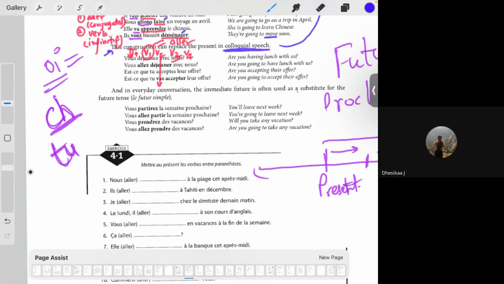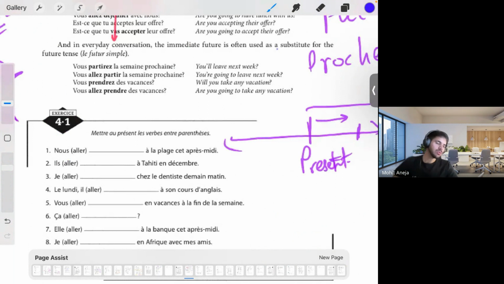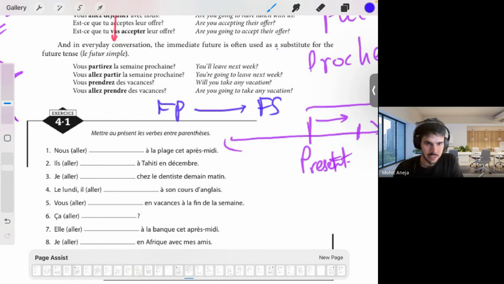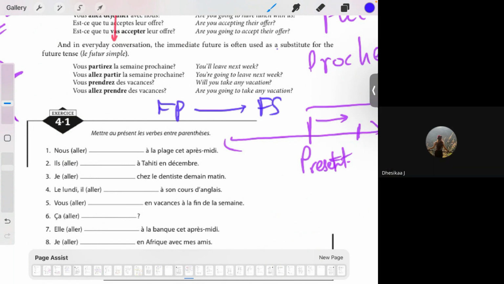And in everyday conversation, the immediate future is often used as a substitute for the future tense. This is actually correct. If I want to say something in the future, the boundary between using the futur proche and the futur simple, which is the actual future tense in French, the real future tense, is a little blurred, a little vague. When I say proche, do you think three months is enough time to be near future? Do you think one day is? What is near when I say near future? It's very subjective, right?